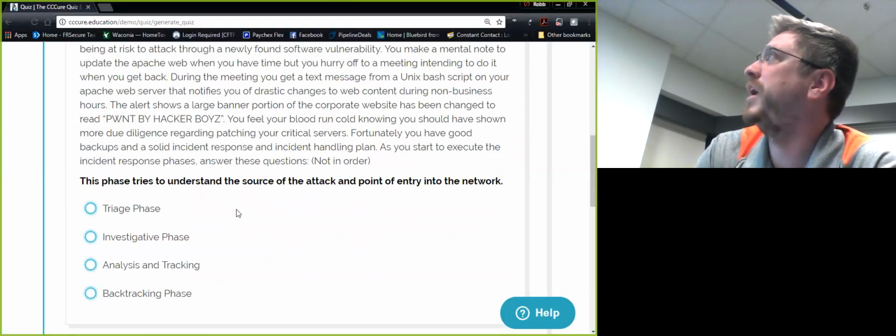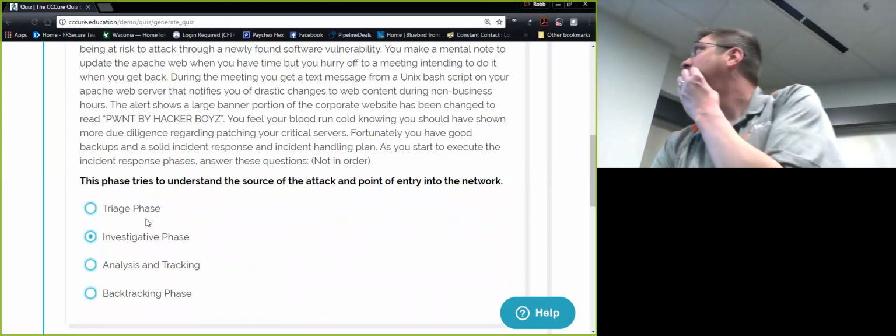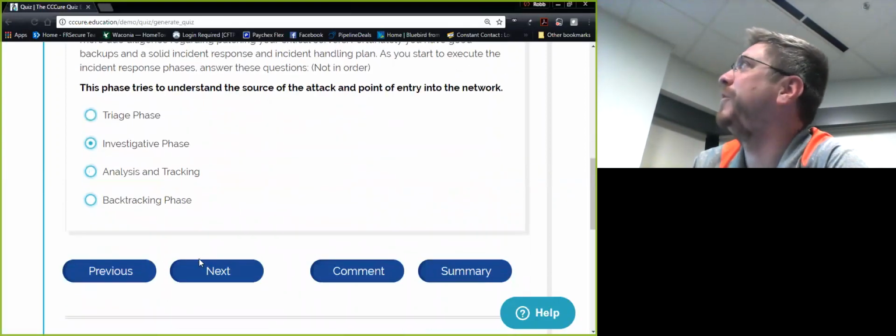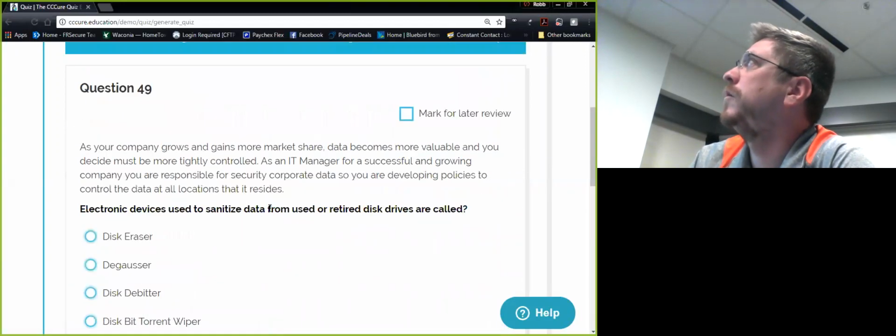This phase tries to understand the source of the attack and point of entry into the network. So that would be triage, investigative, analysis, and tracking vector. Yeah, I think investigative. No, I think your triage phase, you're just trying to figure out what the heck happened. Investigative, you're trying to figure out who did it and how they got in. So I'd go with that. We're so close.